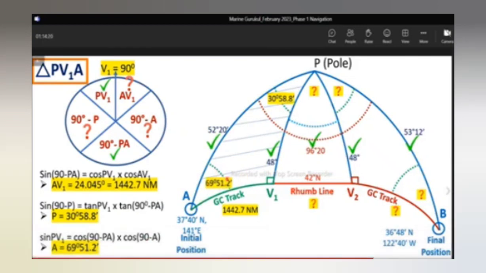So beta, we have applied Napier's rule to the first triangle, PAV1. So have a look here. Napier's rule is there. Any doubt you are having, let me know, beta.